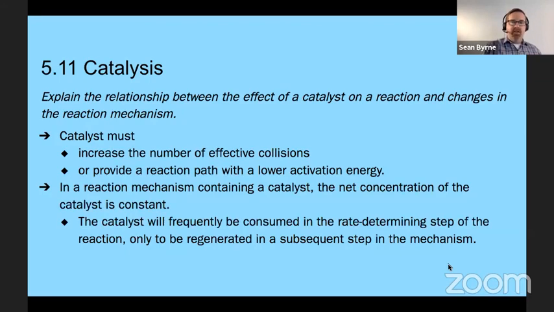What a catalyst is going to do on a physical level is increase the number of collisions or provide a reaction path with lower activation energy. So it's either increasing the effective collisions, so it would be the orientation, or it's going to lower the activation energy, or in some cases it might do both.